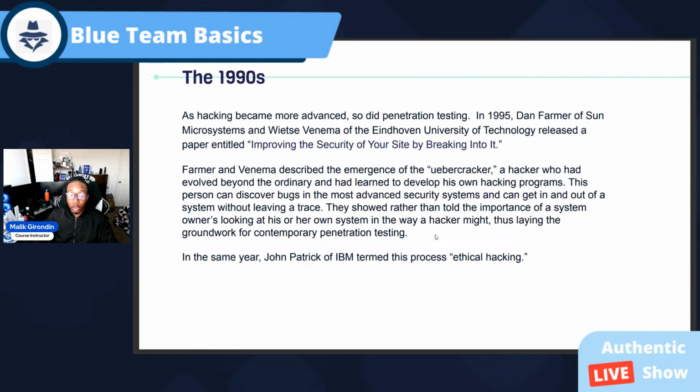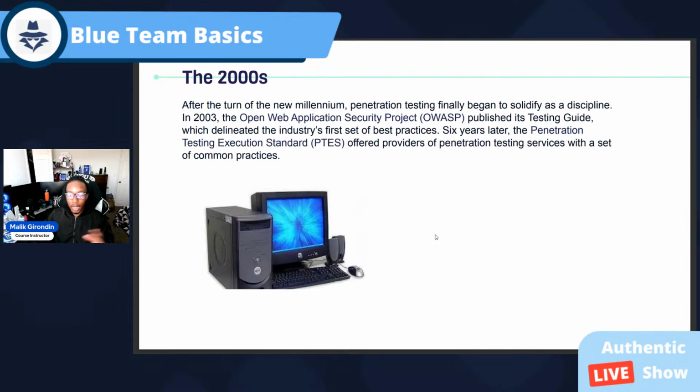All right. And don't get me wrong, penetration services cost a pretty penny. There's internal testing, and there's external testing. There's social engineering testing. There's a lot of services. It costs a lot of money because why? It's valuable. Okay. And let's finish off the slide. In the same year, John Patrick of IBM termed this process ethical hacking. All right. 2000s, the year, this is where we're at. We're in the year 2000s.